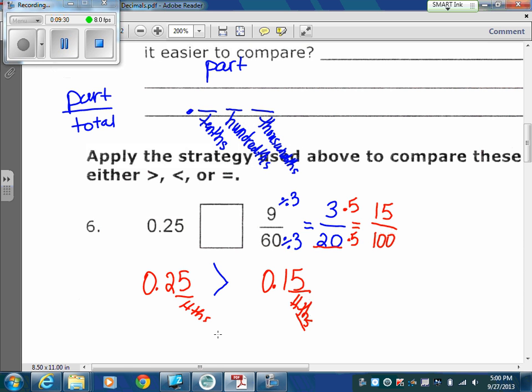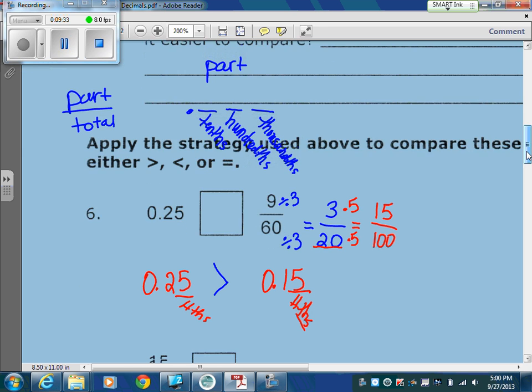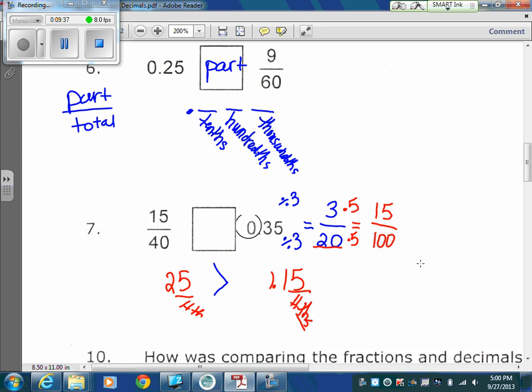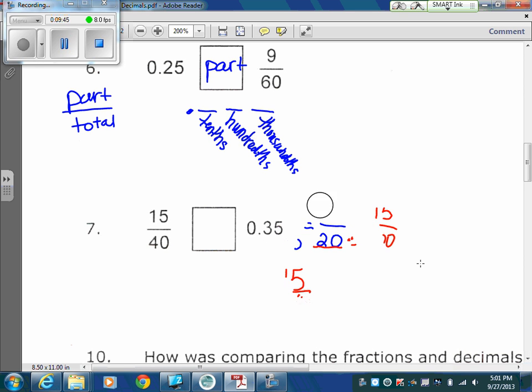Okay, so let's have you try one. I'm going to scroll down to number 7. Why don't you pause the video, try it on your own, and then come back and check with me. Okay, so you should have paused it on your own, tried it, and now you're checking with me.